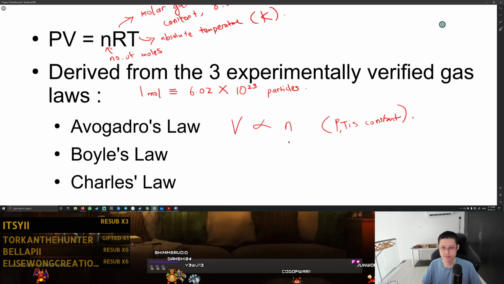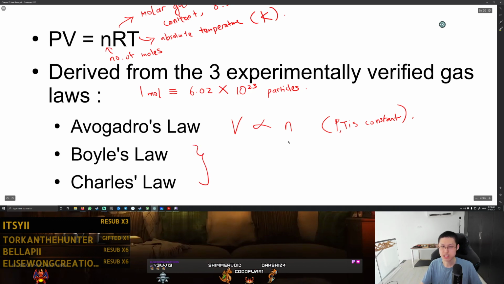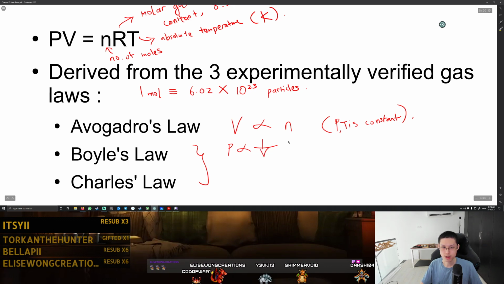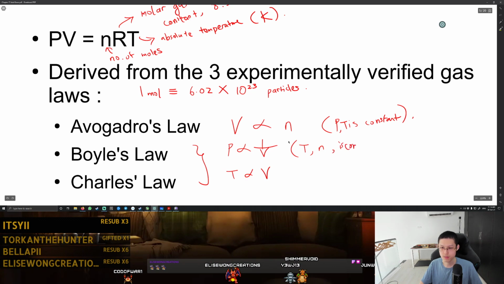Boyle's law. What does Boyle's law tell you again? I can't remember exactly which one is which. This is not in your syllabus anyways, but I think one of them is the pressure is inversely proportional to the volume. And then the other one is the temperature is proportional to the volume. This one is assuming that temperature and the number of moles is constant. And this one is assuming that pressure and number of moles is constant.